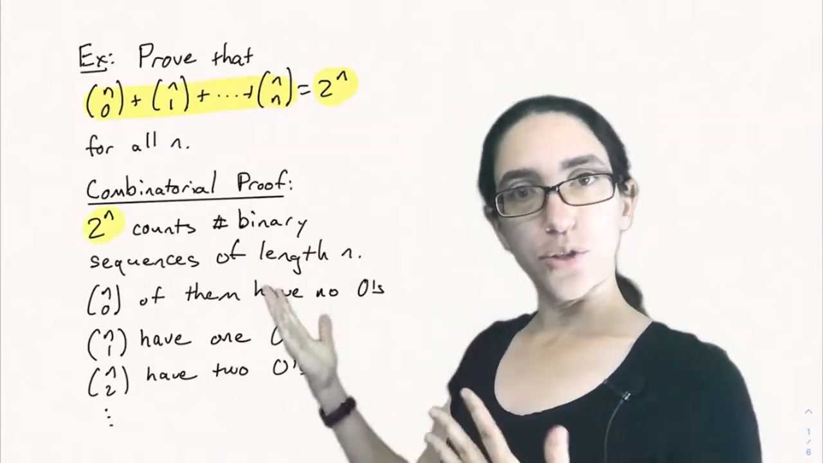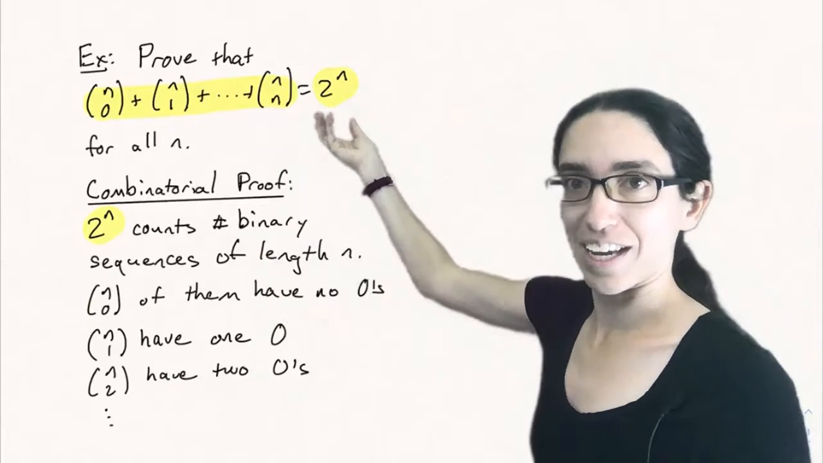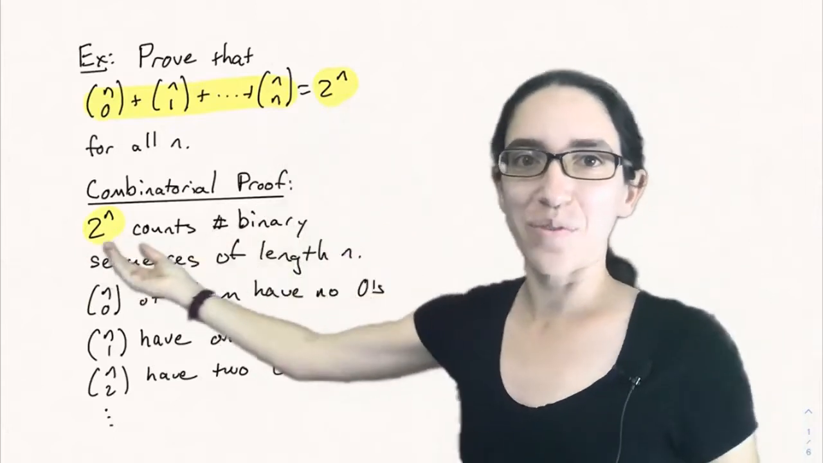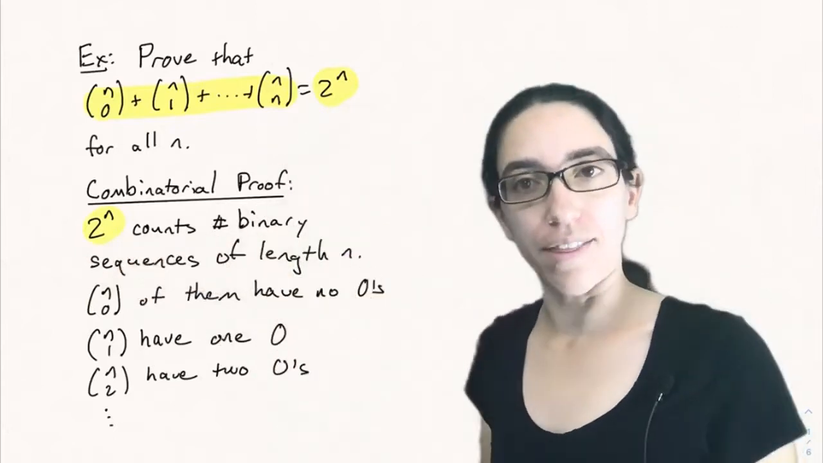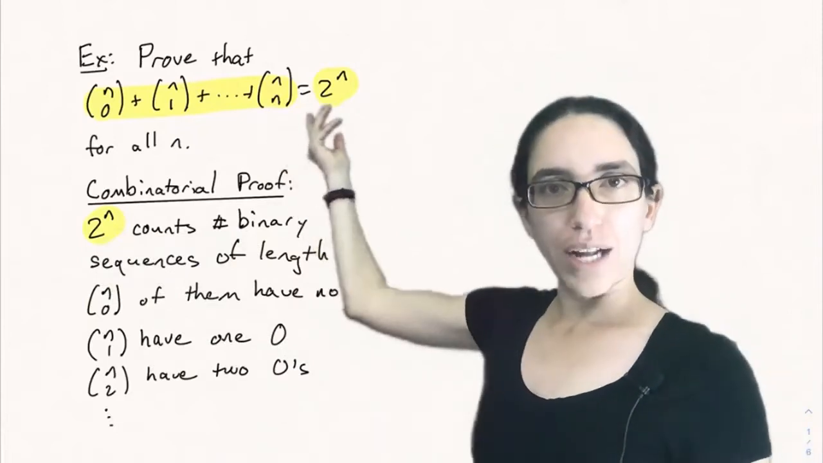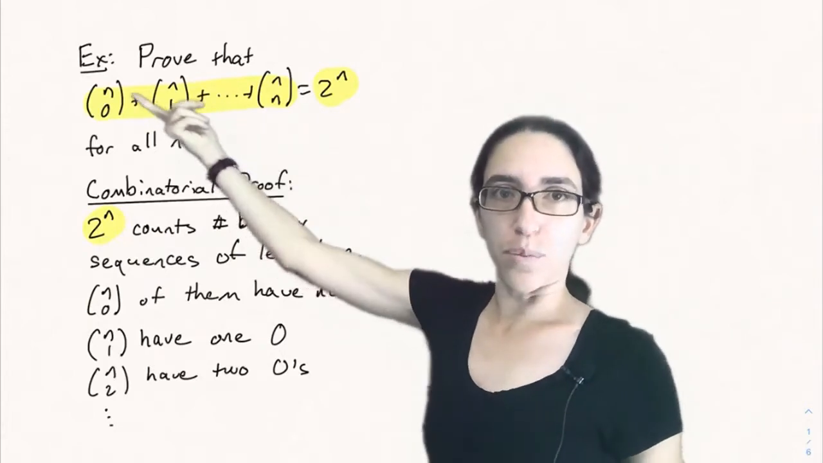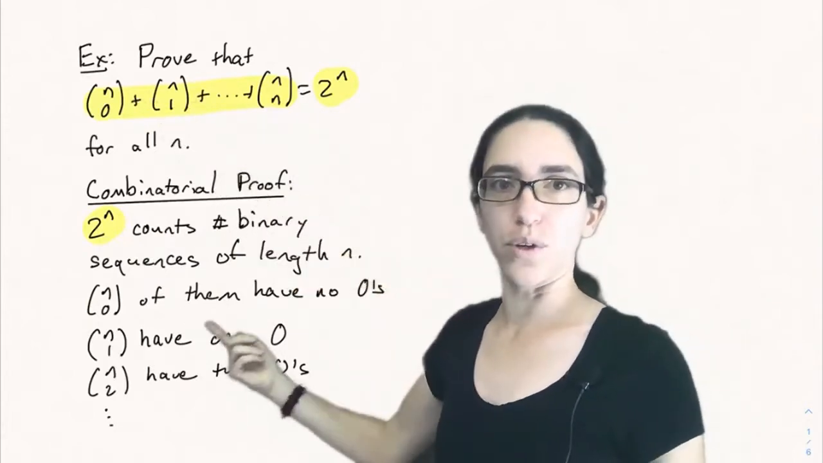And for the combinatorial proof, a lot of times in combinatorial proofs, I like to start on the easier looking side. What does 2 to the n count? It counts the number of binary sequences of length n. We've seen this formula before. And now we have to interpret, how do we count the number of binary sequences in this way? Well, the pluses indicate casework. So let's look at them.